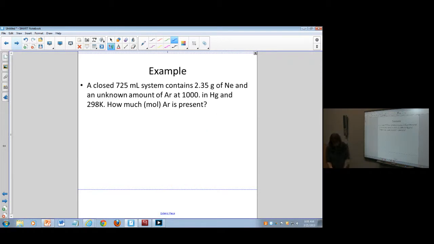All right, so a couple of problems here. We've got a closed system, 725 mL. It contains some neon and some argon. Those are unreacting. They're noble gases, and they're not going to react with each other. We know how much neon there is, but we don't know how much argon there is. However, we know the pressure and we know the temperature, so we can figure out how many moles of argon there are.